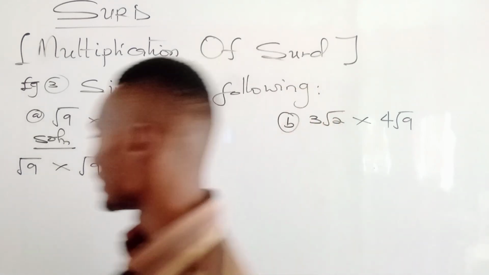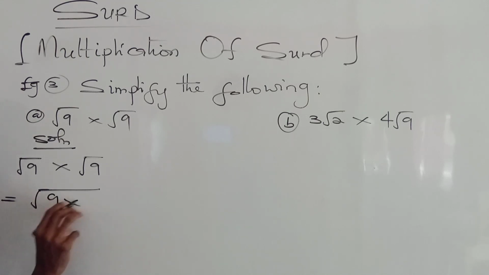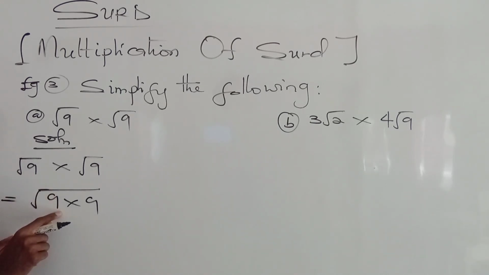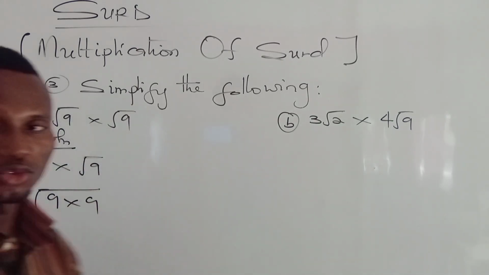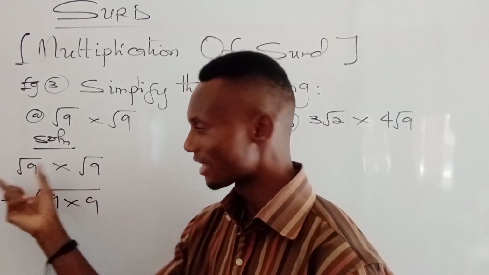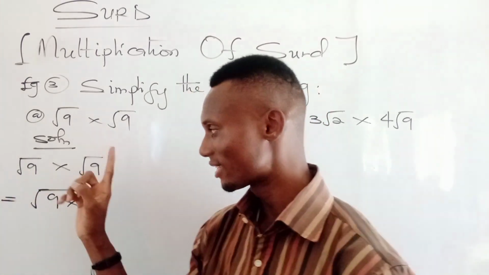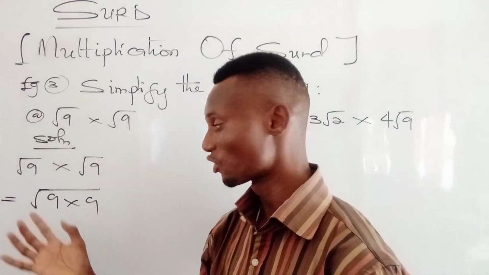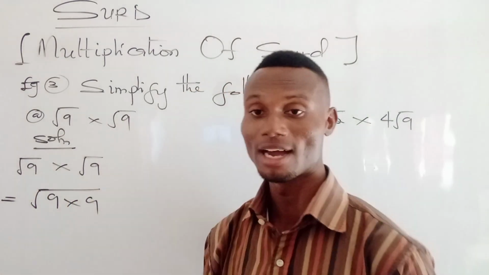Let me write it so that you see it. To simplify this one, it's going to be square root of 9 times 9. The values come under one square root sign. This 9, you write it here, then you bring your times, then you bring your 9 which is here. That's what we learned in the previous videos. Because both values have a square root in them and they are multiplying, this is how you go about it.